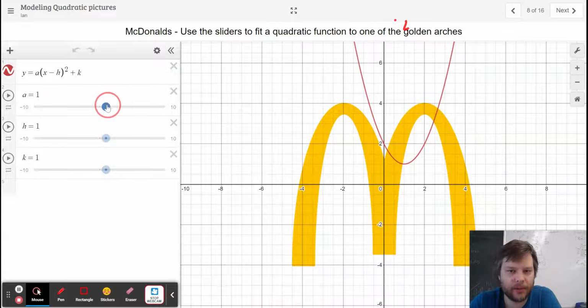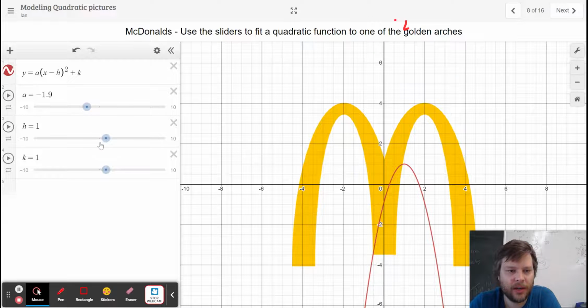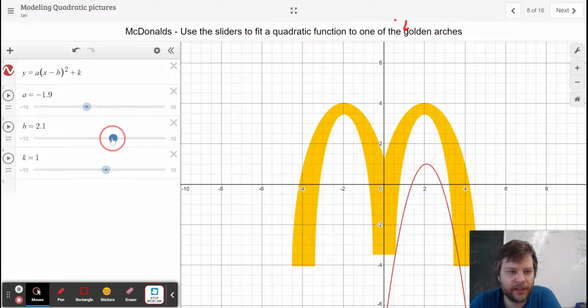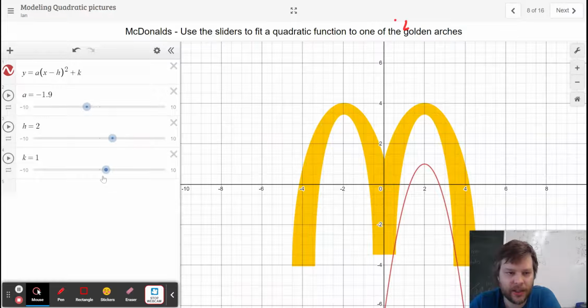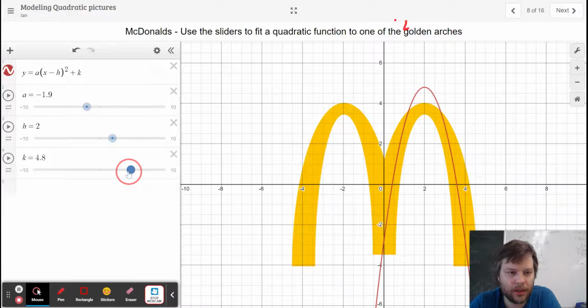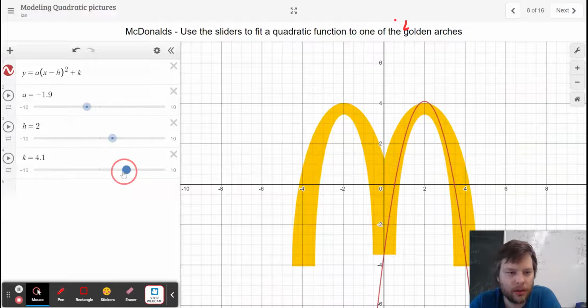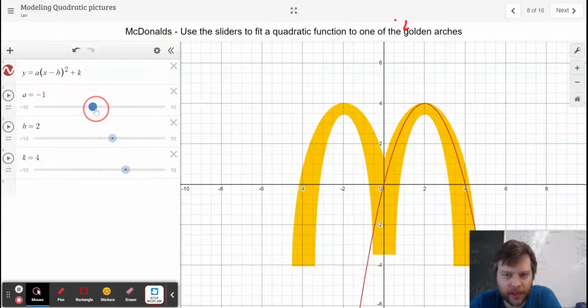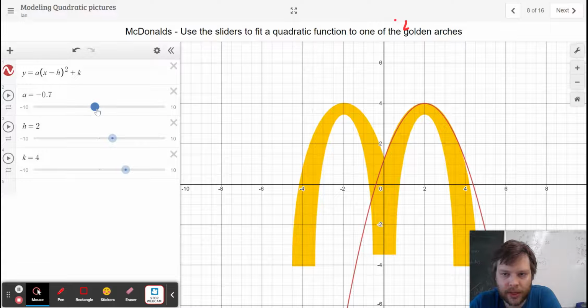Here we've got vertex form. Again, I need it to be concave down. I'm going to move the h value to 2 because that's where the vertex of this right arch is. And then the k value, I should pop it up to 4. That looks okay. If I want to do the outer arch, I guess I need a little bit less, a little smaller of an a value to make it wider. There you go. So it's not perfect. It gets a little steeper there, but that's one way to get one of the golden arches with a parabola.